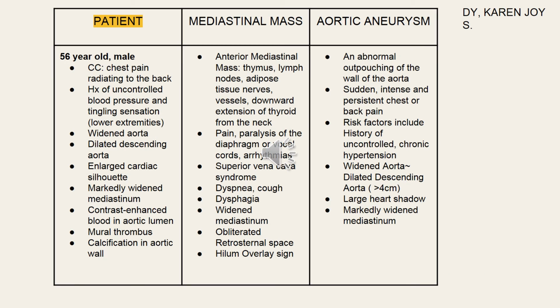So here is a tabulated form of all the differential diagnoses that we have discussed. In summary, for mediastinal mass, it can present as pain, paralysis of the diaphragm or vocal cords, and arrhythmia. It can also present as SVC syndrome, dyspnea, cough, dysphagia, widened mediastinum, obliterated retrosternal space, and hilum overlay sign. And lastly, for aortic aneurysm, there's sudden, intense, and persistent chest or back pain.